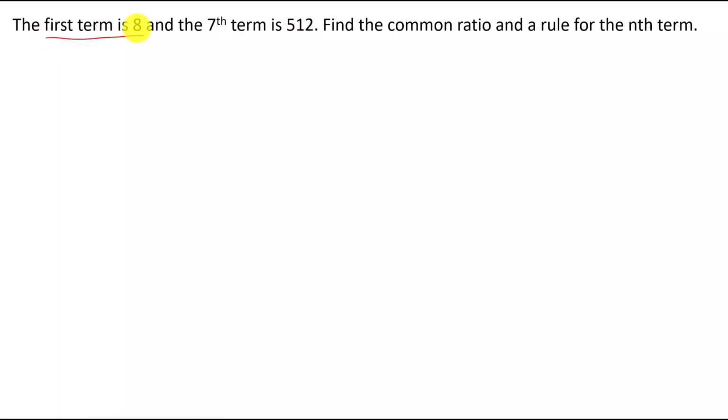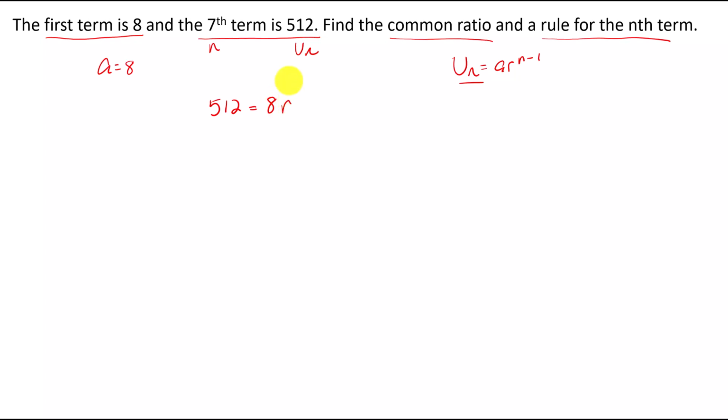Okay, the first term is 8, so A equals 8. The 7th term is 512, so n would be 7, and u sub n would be 512. And then we're asked to find the common ratio and a rule for the nth term. So remember, this is our formula. Okay, so we can plug 512 into u sub n. We know that A is 8. We don't know R, that's what we're trying to find, but we know that n is 7 when u sub n is 512. So 7 minus 1. We can simplify that a little bit. 7 minus 1 is 6.